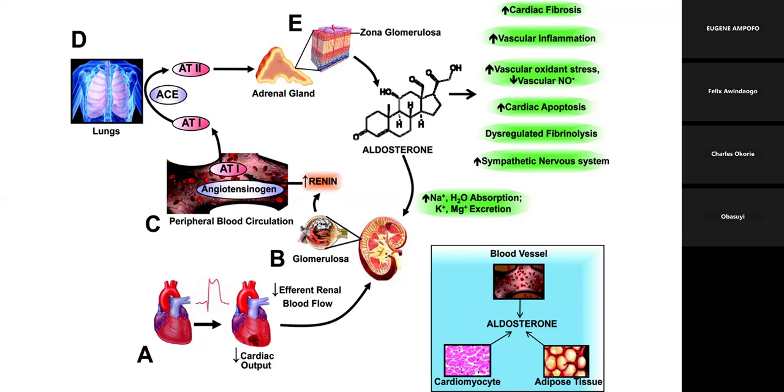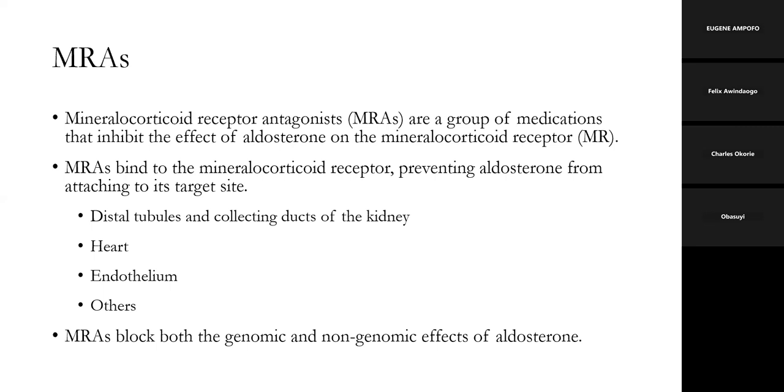So then mineralocorticoid receptor antagonists were discovered. And these are competitive inhibitors of aldosterone on the mineralocorticoid receptor. Once they bind, they prevent aldosterone from attaching to its target site. And once aldosterone attaches to its target site, that is when gene transcription and other things happen.